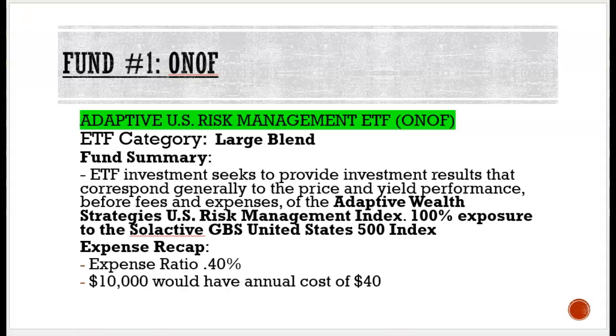First up, we're looking at the Adaptive US Risk Management ETF. This one has a fund category of large blend. This one is trying to perform against the Adaptive US Strategy Risk Index and exposes 100% to US 500 index funds. So you're probably going to see this is all US based. What do we have for management fees? 0.40%, which means for every $10,000 you have about $40 of expenses annually.